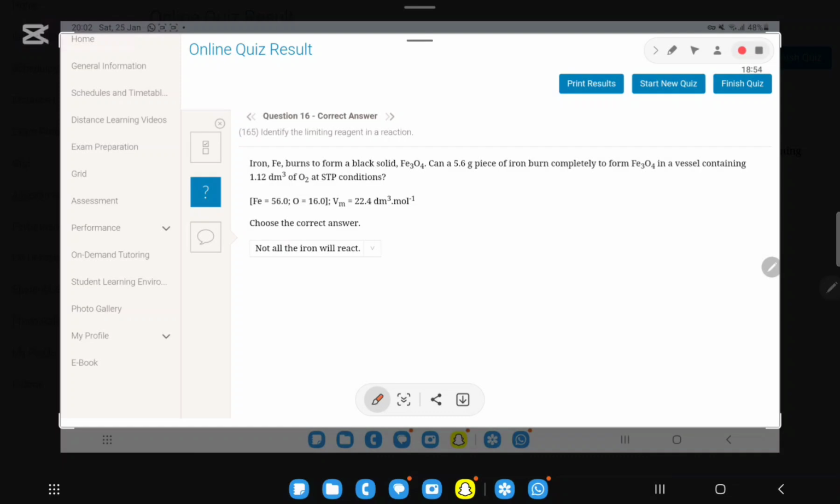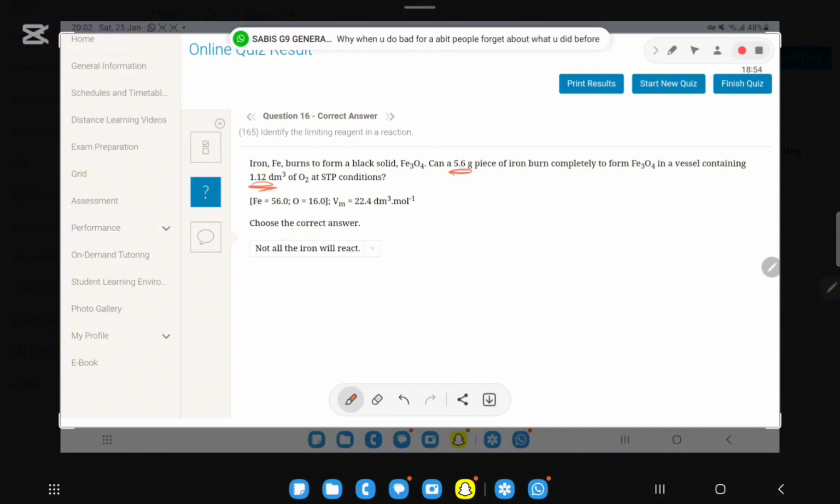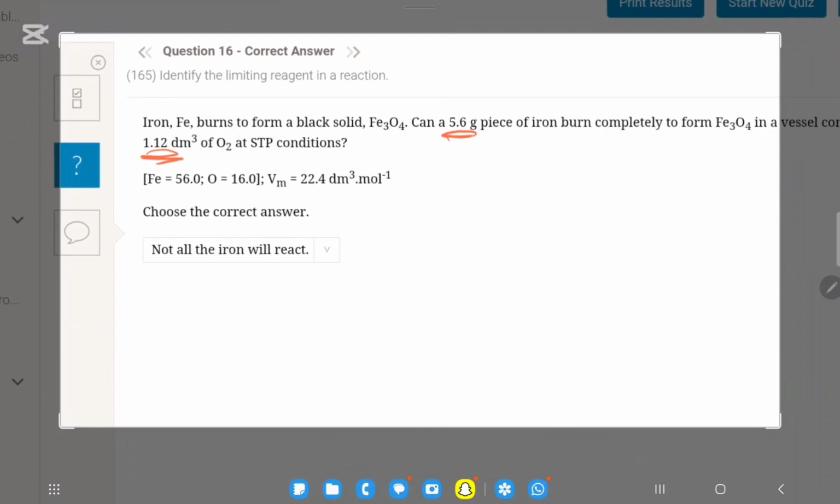Iron Fe burns to form a black solid Fe3O4. Can a 5.6 grams piece of iron burn completely to form Fe3O4 in a vessel containing 1.12 decimeter cubed of O2 at STP conditions? We know when they give us two values, we do RRGR, limiting and excess.